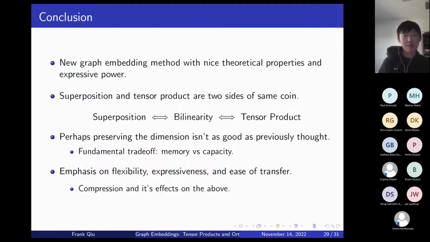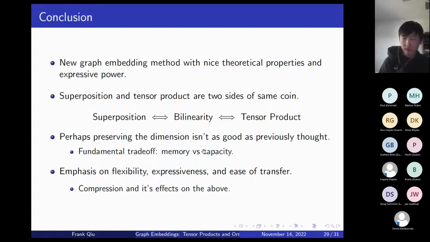So in conclusion, what happened here? We introduced a new embedding method that has both nice theoretical properties, nice theoretical characterization, as well as achieving some optimality, some optimal packing stuff, as well as good expressive power. We showed specifically that the binding operation we used is intimately connected to superposition. We also showed that perhaps preserving the dimension via the Hadamard product or convolution or related binding operations isn't as good as previously thought because there's a fundamental trade-off between memory and capacity.